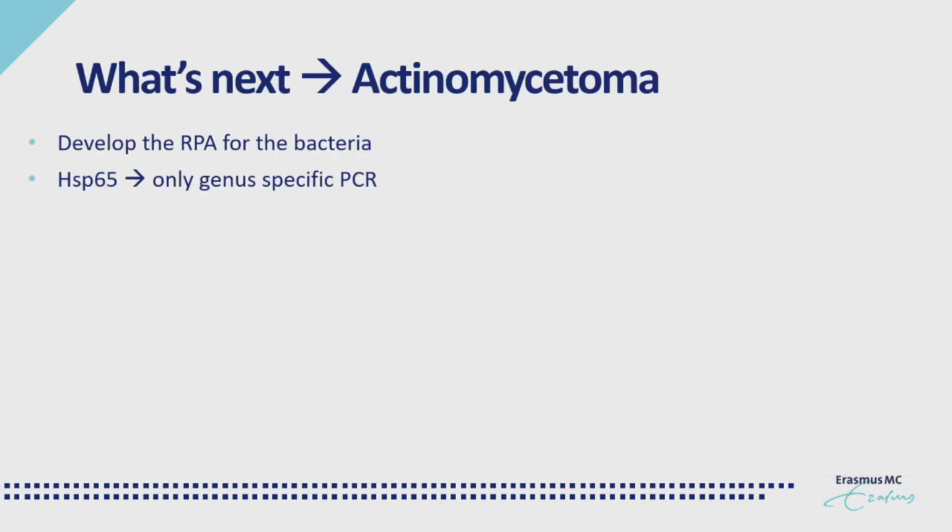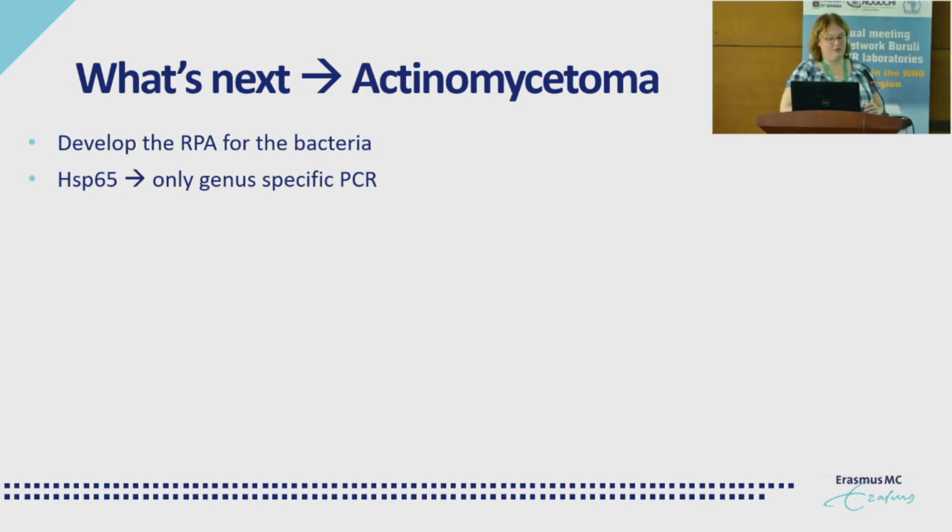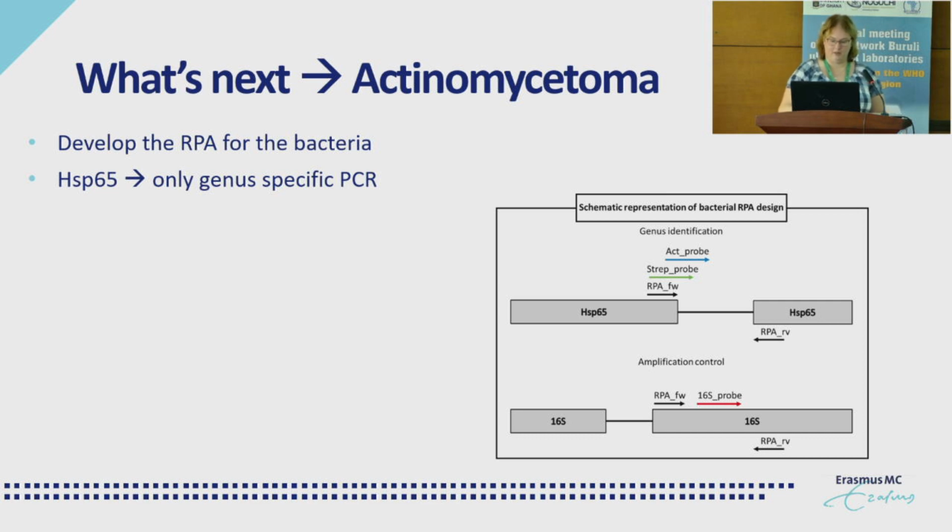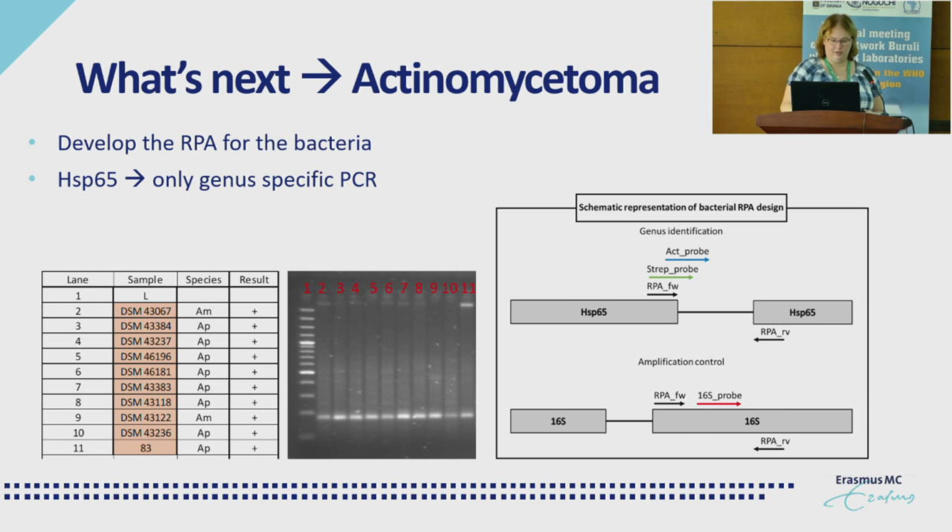So what's next? Well, we try, of course, the real-time PCR, but we also need to look at actinomycetoma. And we are going to develop the RPA for the bacteria. We looked at heat shock protein 65, which is one of the barcoding genes for that. But there, with the requirements of an RPA probe, we can only design a genus-specific PCR, and we wanted to make it species-specific. So here you can see the design of the genus-specific probes. And we did have amplification with the primer, so we ordered the probes.